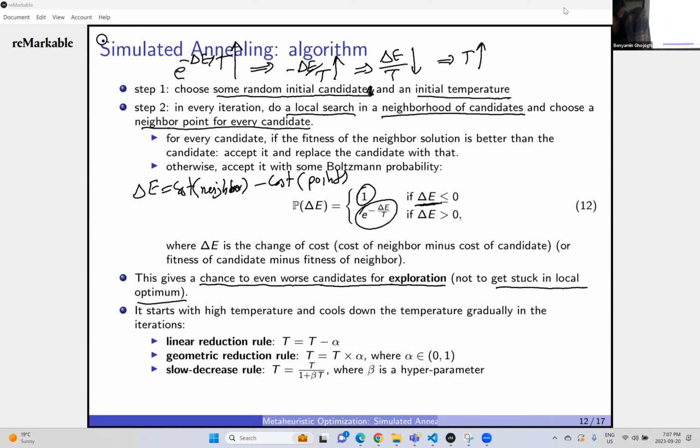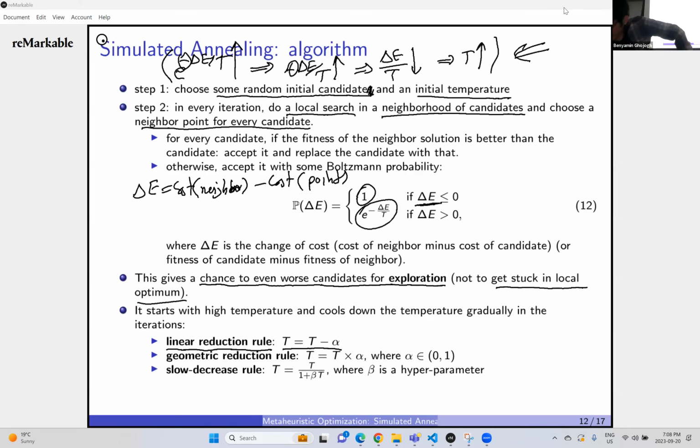For example, we can have a linear reduction rule where T equals the previous T minus some constant alpha. Agreed? This T, by the way, shouldn't get negative. We should be careful when we are decreasing it. It shouldn't become negative, otherwise this minus becomes positive and everything becomes bad. Agreed? For this analysis to hold, we need to have this minus.